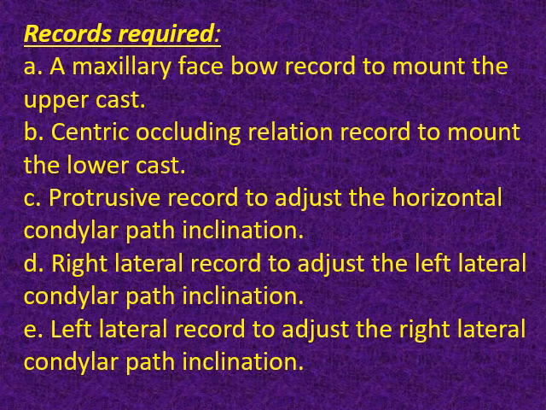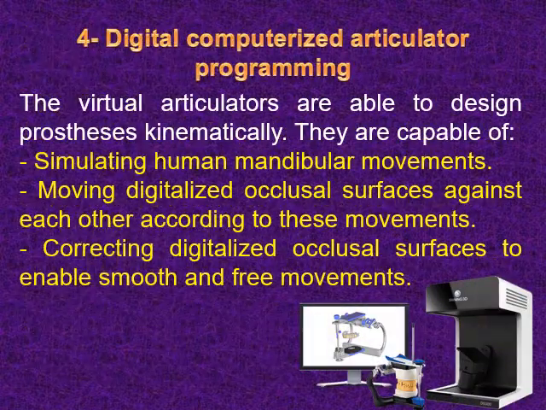Records required for the fully adjustable articulator: maxillary face bow record to mount the upper cast, the same as the previous articulators. Centric occlusion relation record to mount the lower cast, as in the previous one. Protrusive record to adjust the horizontal condylar path inclination. The difference from the previous one is the last 2 points: the right lateral record to adjust the left lateral condylar path inclination, and the left lateral record to adjust the right lateral condylar path inclination.